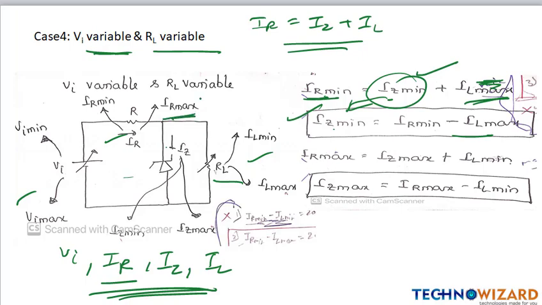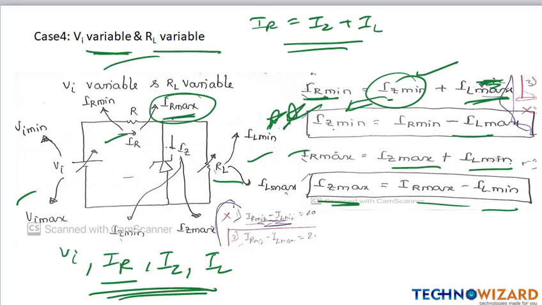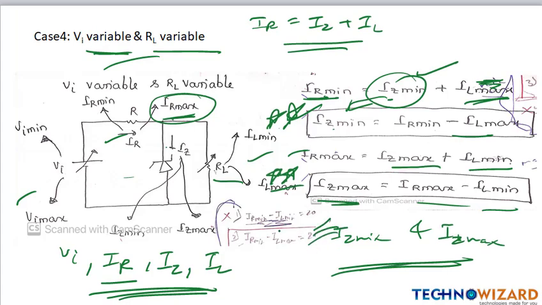Similarly, for maximum, IR max is equal to IZ max plus IL minimum. From here we can find IZ max is equal to IR max minus IL minimum. So you have to remember these two equations for IZ minimum and IZ max, for case 3 and for case 4. Now we will do one question based upon our case 4. So let's see the question.